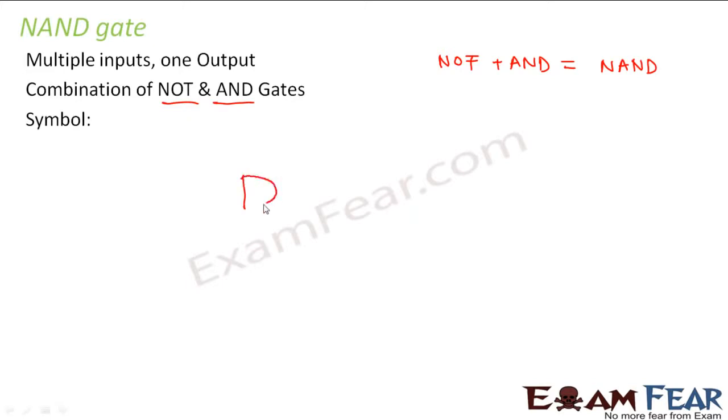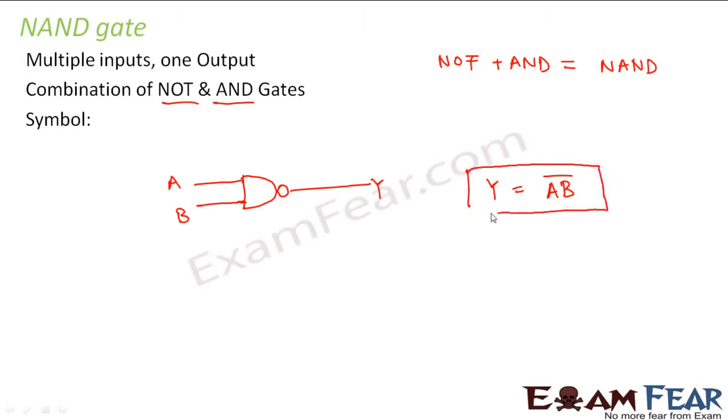It is like, first you draw an AND gate. For NOT gate, you just put this NOT. So this represents the NOT gate. So this is how the NAND gate is represented. This is A, this is B, and this is Y. So what is the logical relationship? Y is equal to AB, this is for AND gate. But now whatever output will come from that AND gate, that will get inverted. So this is the logical expression which drives the NAND gate.